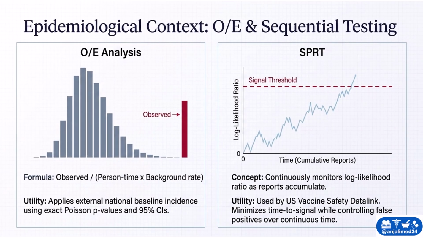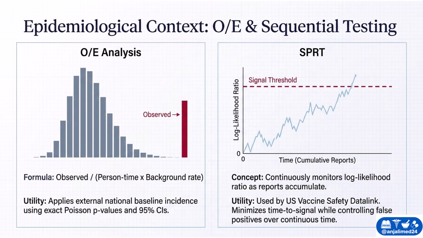Now that we have explored internal database mining methods like PRR and EBGM, the next step is to place safety signals into real-world epidemiological context. This slide introduces two extremely important approaches used in advanced vaccine safety surveillance: O over E analysis and sequential probability ratio testing, or SPRT.